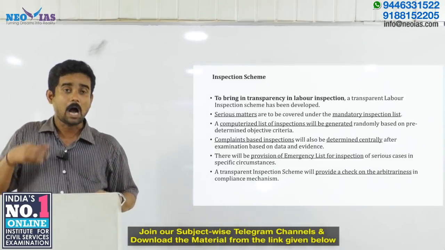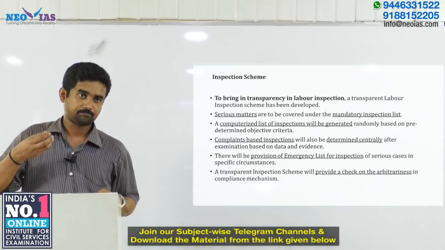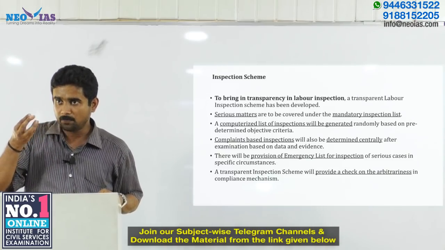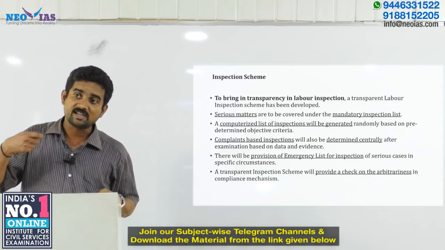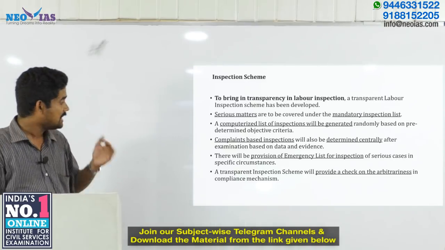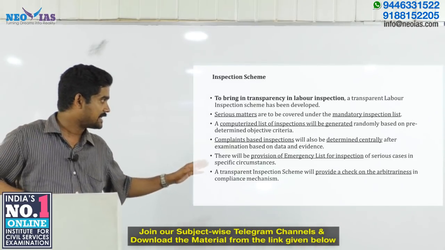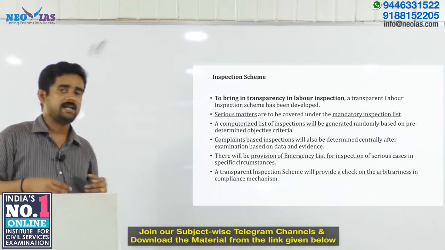Then there will be a provision for an emergency list for inspection of serious cases in specific circumstances. So when something unexpected has happened, or there is an emergency in place, there are certain parameters which have to be inspected so that it can be closed off very easily. That is something coming under the emergency list of inspections, as well as a transparent inspection scheme that will provide a check on arbitrariness in the compliance mechanism.